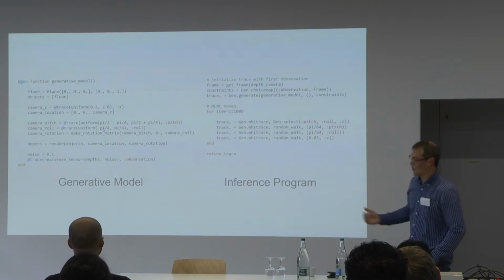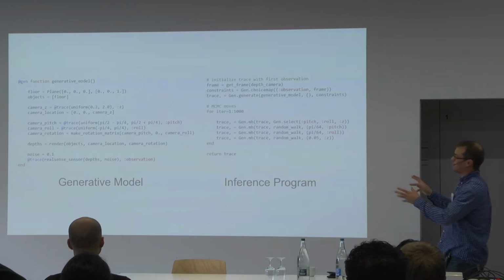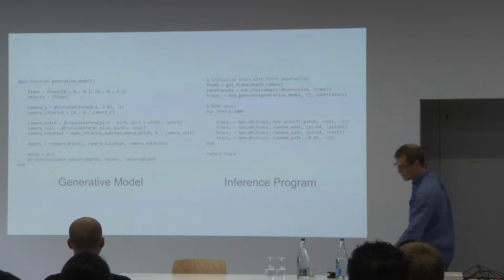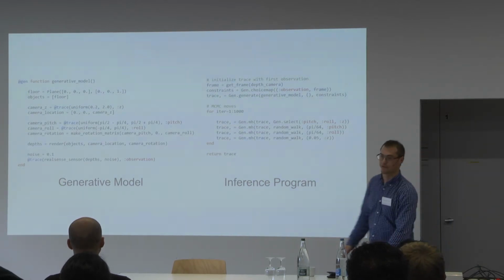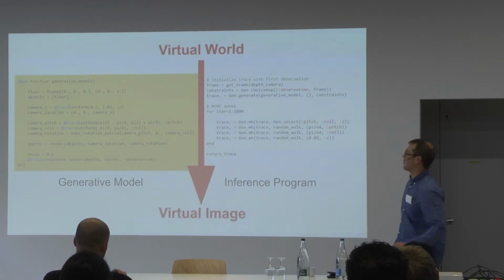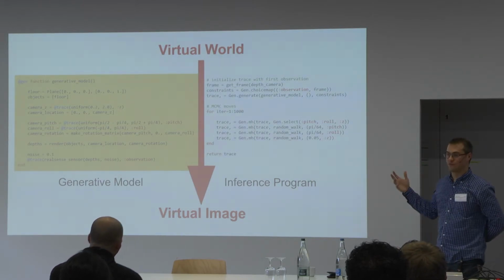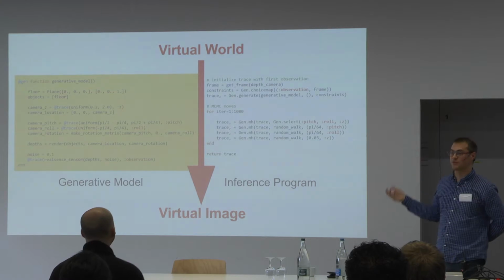Now I'll go into some of the code that we can use to solve this problem. So in Gen, basically, every piece of a Gen program consists of two components. There's a generative model and an inference program. And the generative model basically is responsible for simulating virtual worlds and then generating virtual images from those worlds.